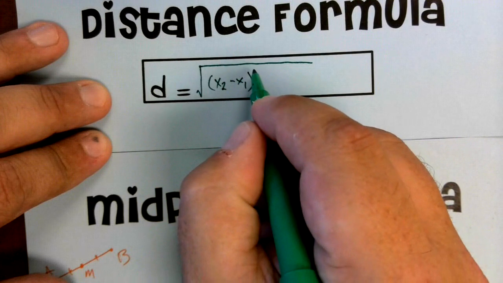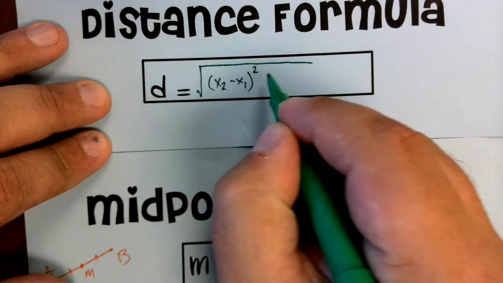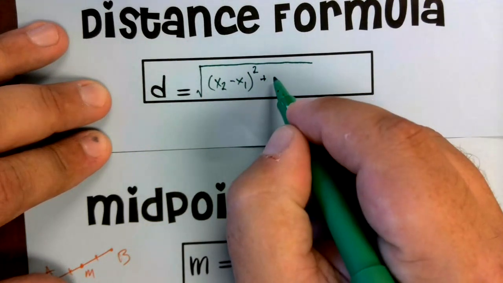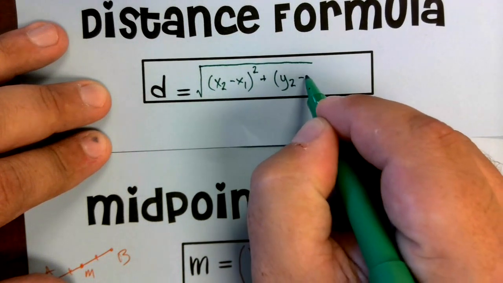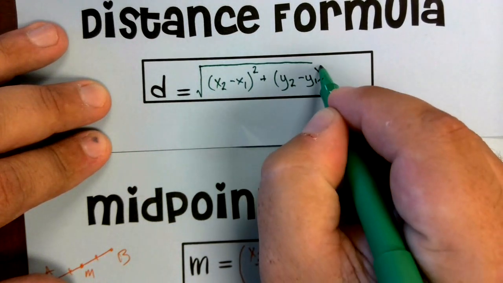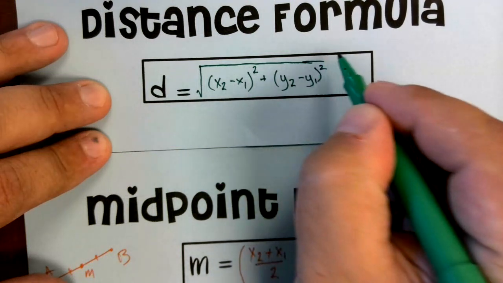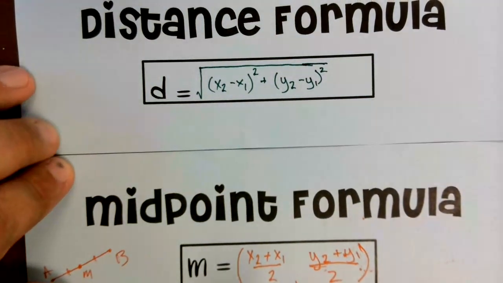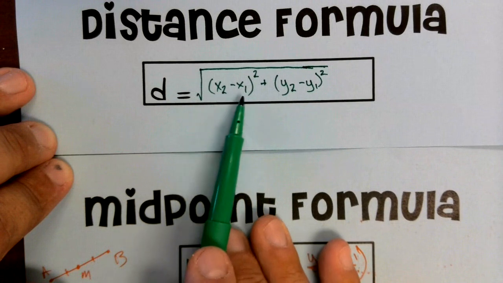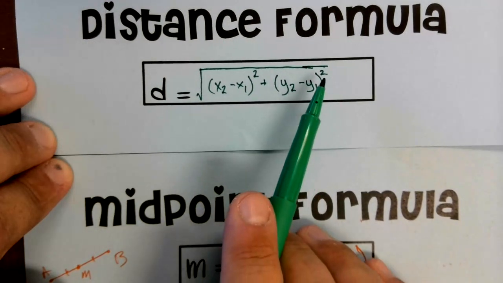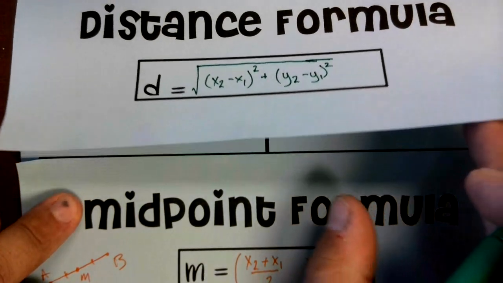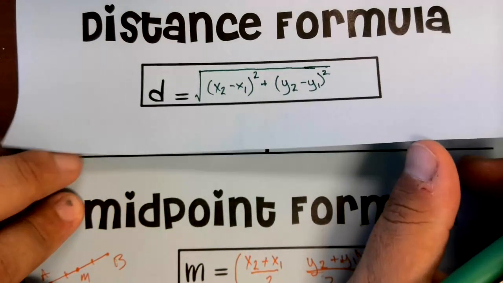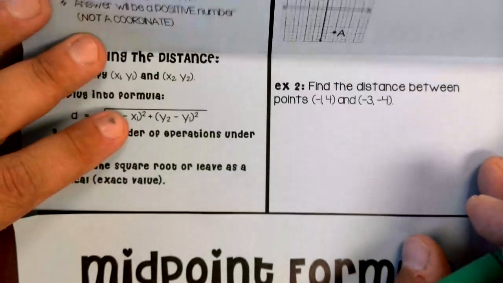So x sub 2 minus x sub 1, and then we square it. And then plus, and we do the same thing with the y's. Y sub 2 minus y sub 1, and then I square that. And I get this for a formula. Second x, second y, first y, squaring things, all of that. Pretty straightforward, but there will be square roots. We might have decimals. There are a few other things that happen there.